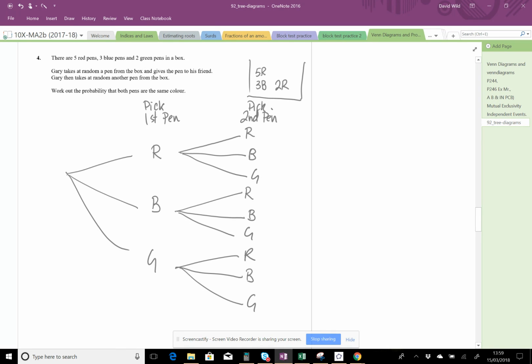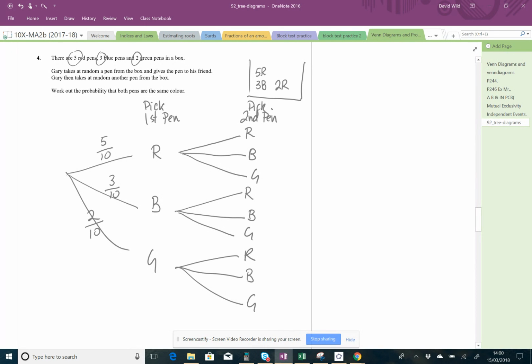Okay, so for the first pen picked, we first of all notice that there are 5 plus 3 plus 2 pens. So there are 10 pens. So our probabilities are going to be out of 10. And there are 5 reds, so there's going to be a chance of 5 in 10 reds. Notice I don't really want to simplify these. I want to keep them all as tenths. I don't want to write that as a half. Keep them all as tenths. And blues, there are 3 blues and there are 2 greens. So the probabilities are 5, 3, and 2.